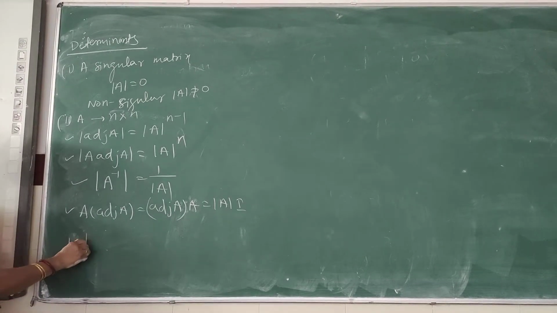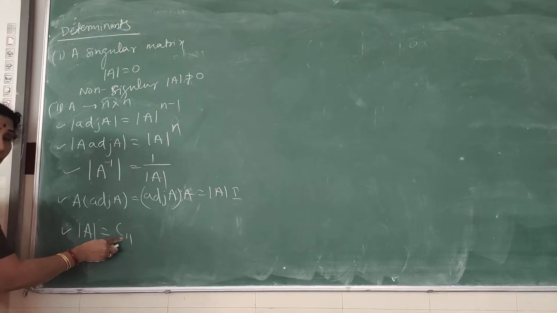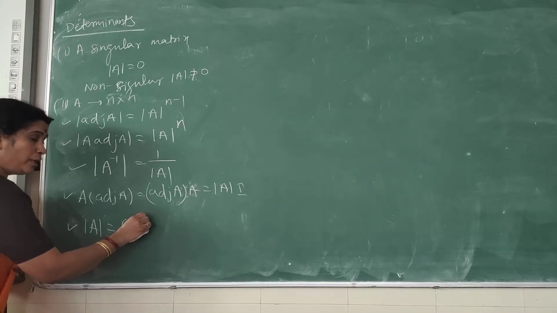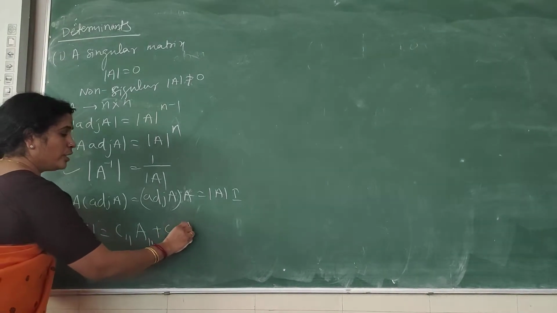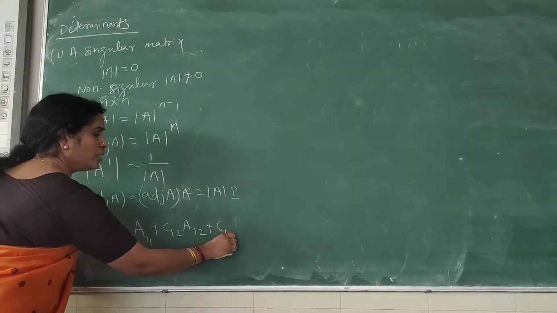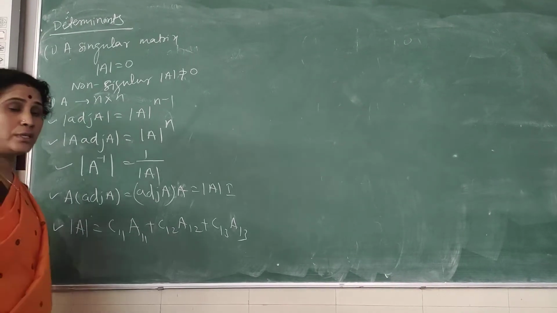Using cofactor, how to find the determinant value? You take the cofactor corresponding to the element, that is C11 into A11 plus C12 into A12 plus C13 into A13, like this. Otherwise, if you use a different row's cofactors, you will get determinant value 0.